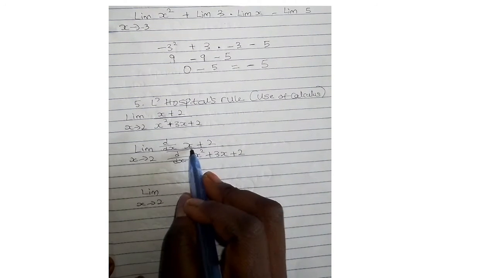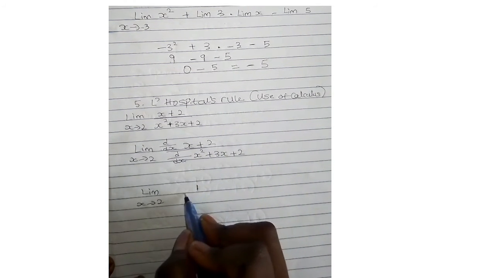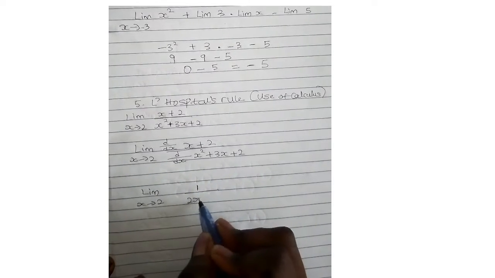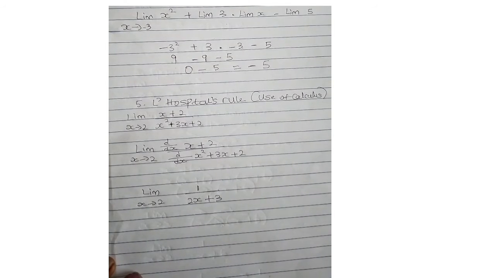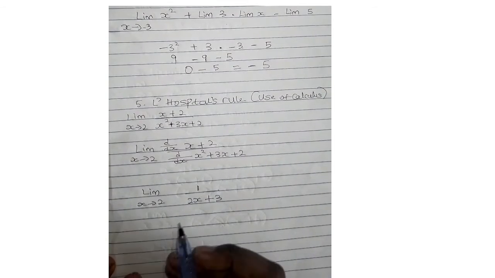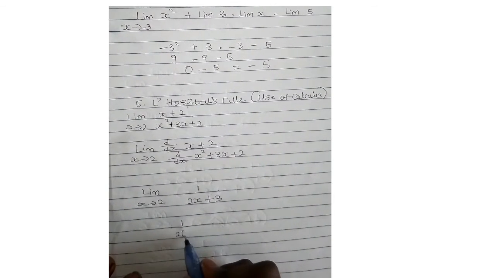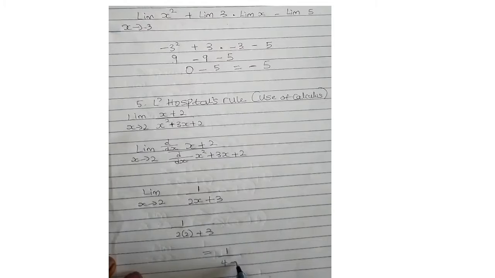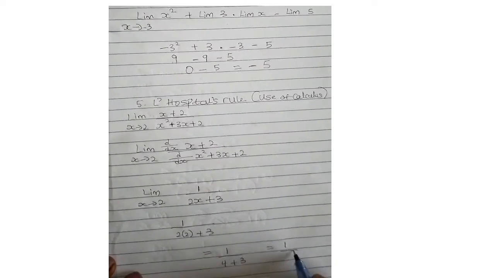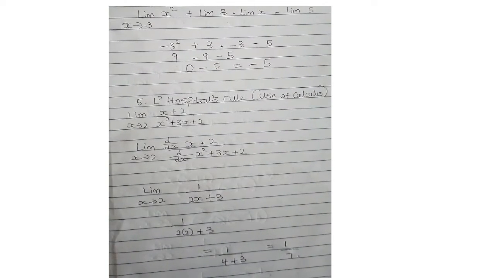When we differentiate x plus 2, we are going to have 1. And when we differentiate this, we are going to have 2x plus 3. So now it's very easy for us to look for the limit. Solving for the limit, wherever we see x, we are going to input 2. So we're going to have 1 over 2 times 2, 4, plus 3, which is going to give us 1 over 7. So these are solved using the L'Hospital rule.